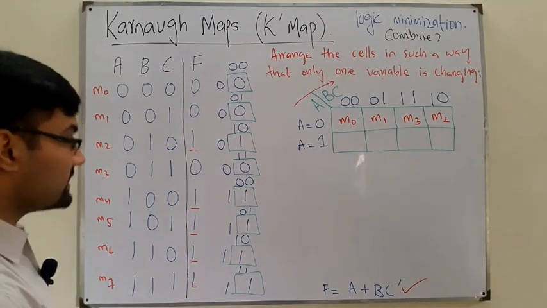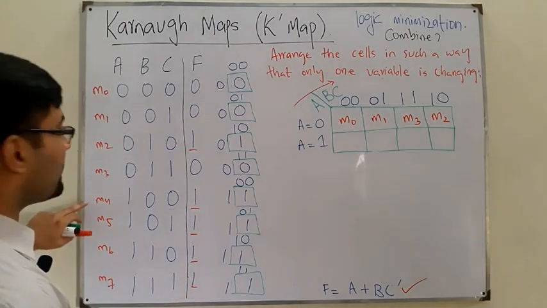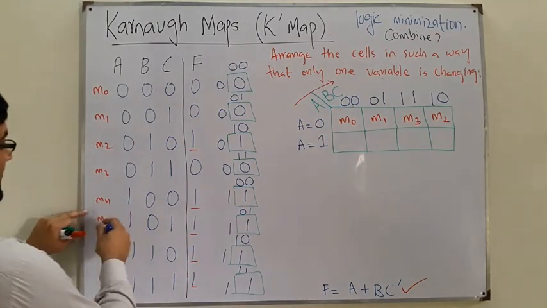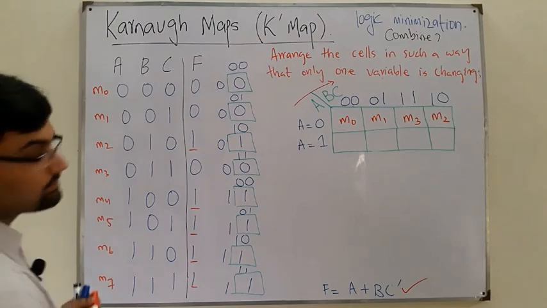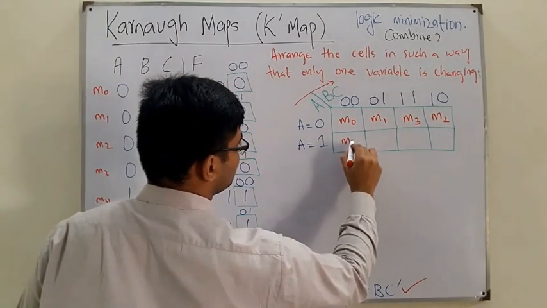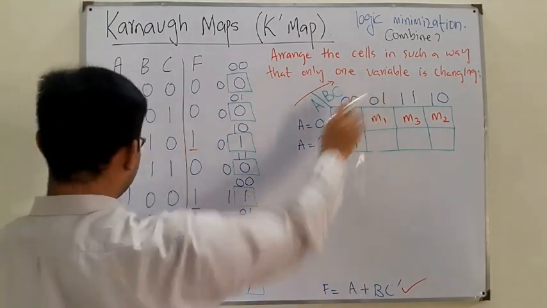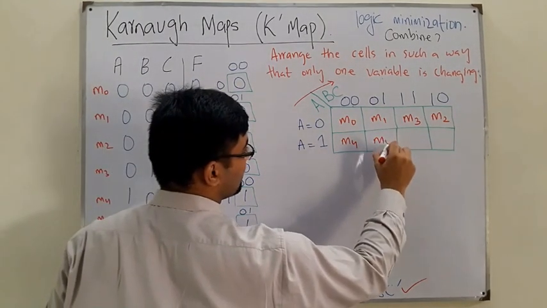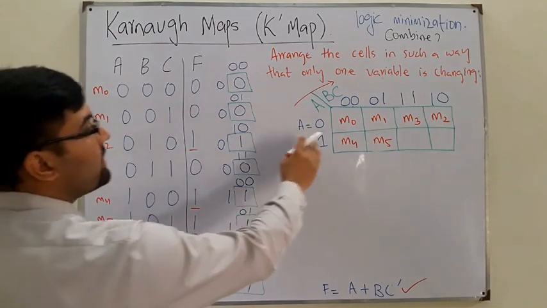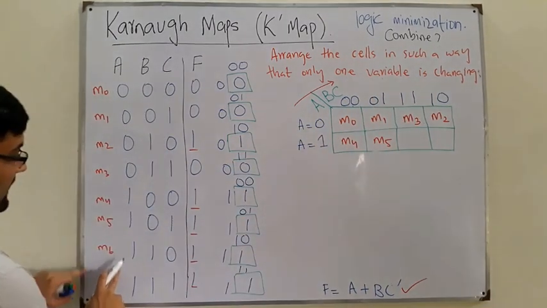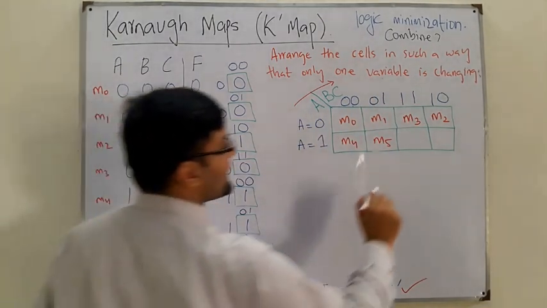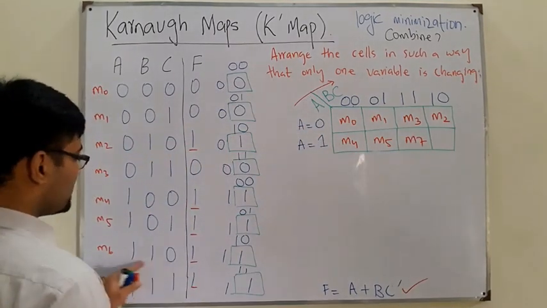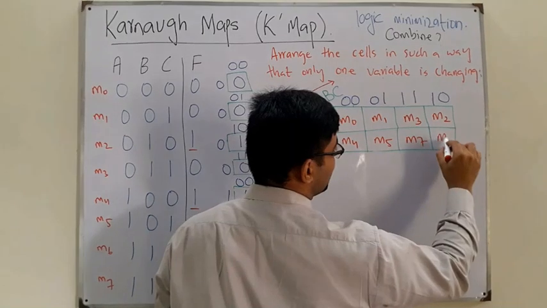All right. Now if A is 1, so now have a look. This A is 1, B is 0 and C is 0. 1, 0, 0, so you have this M4. Now, 1, 0, 1, this is an M5. Alright, now 1, 1, 1. So A is 1, B is 1 and C is 1, which means again we have M7. And 1, 1, 0 is M6. So the last one is M6.